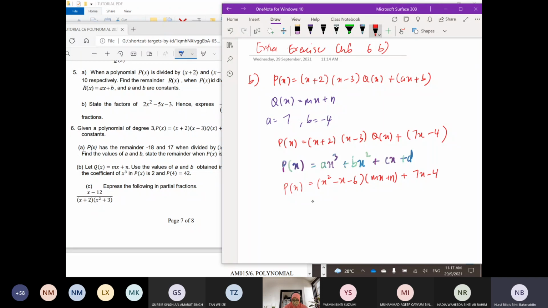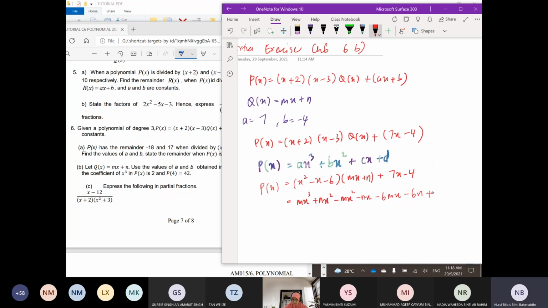Now we expand x squared minus x minus 6 with mx plus n. So what we will get? We will get mx cubed plus nx squared minus mx squared minus nx minus 6mx minus 6n plus 7x minus 4 equals.